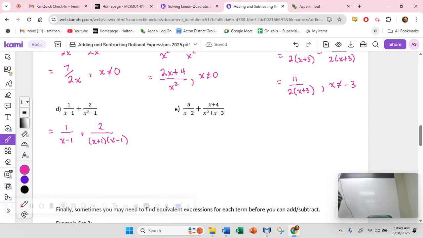Now we can see how to proceed. If you want to add these expressions together, we need a common denominator. How can I make this first one look like the second one? I got to multiply by x plus 1. That will match them up. I got to multiply the top by x plus 1. So I'm using a different color. 1 times x plus 1. And I'm going to multiply the bottom by x plus 1 as well.